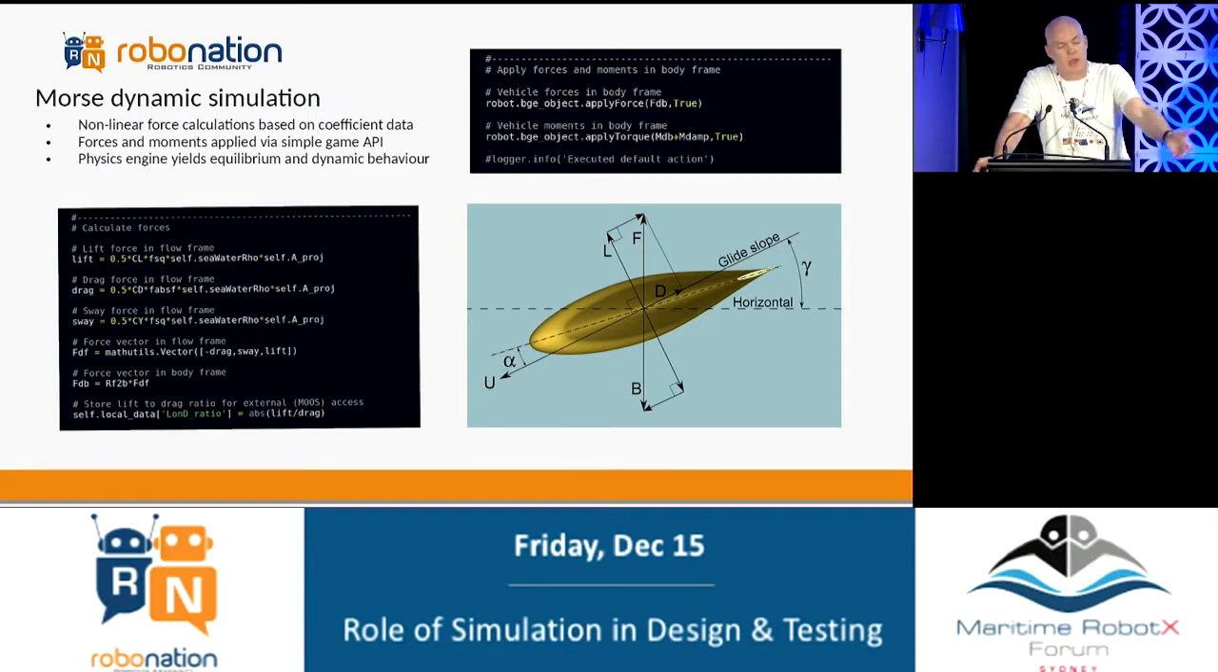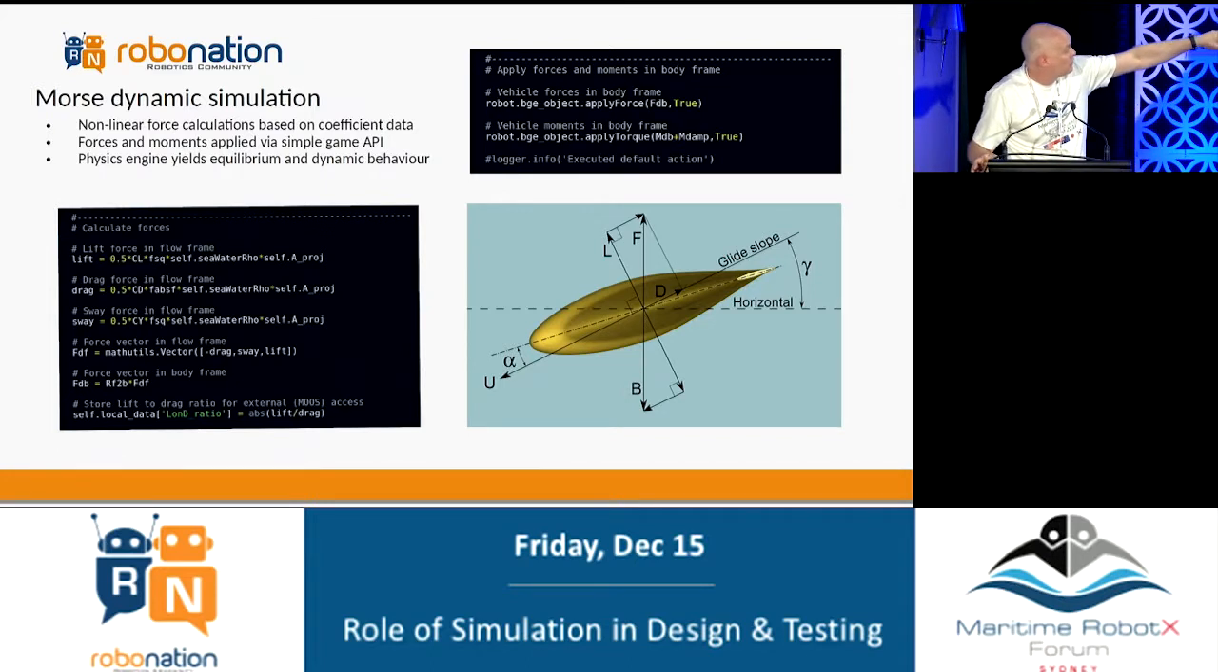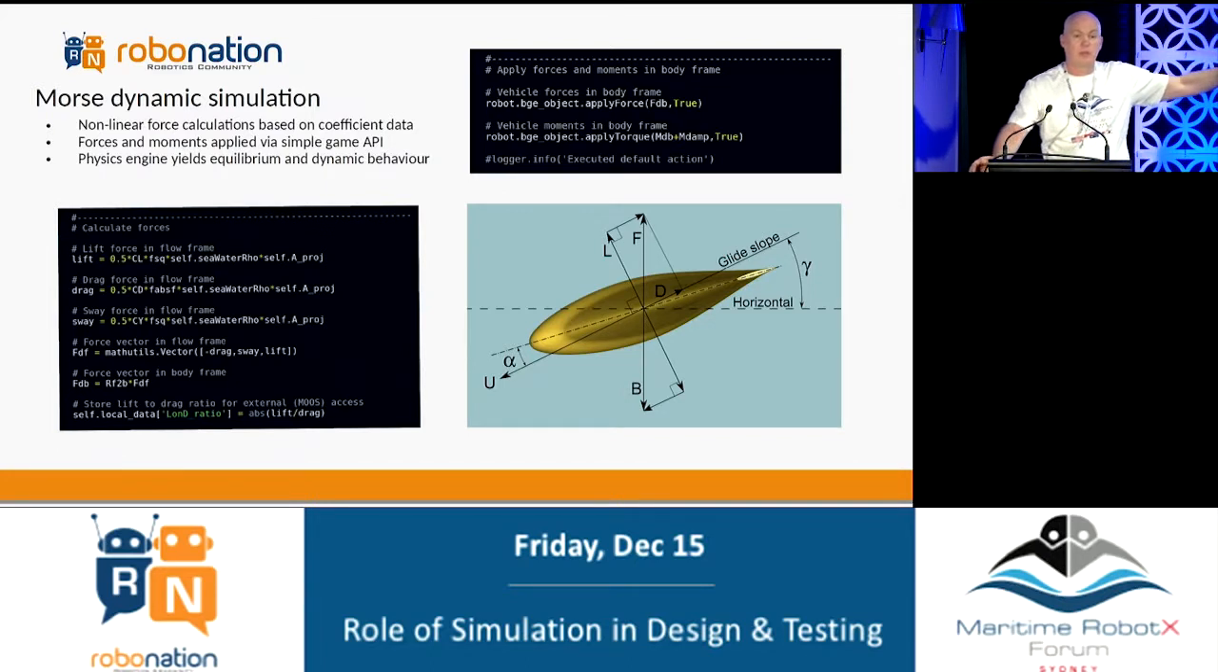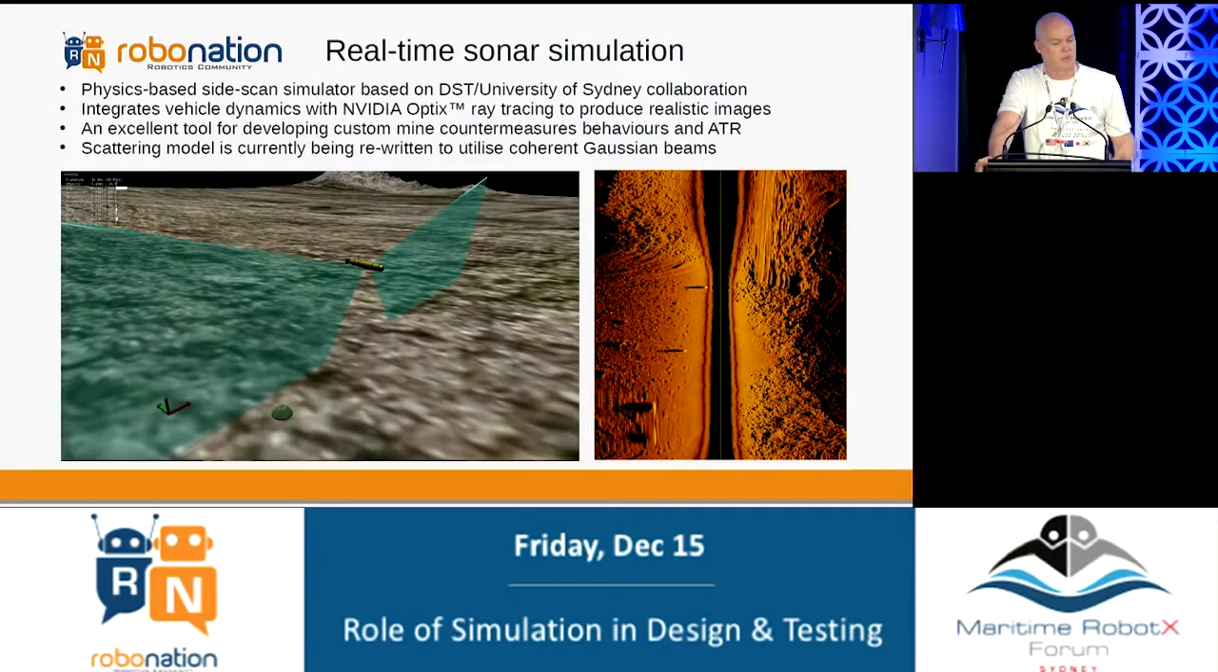So the nonlinear drags and lifts are calculated in real time for a given angle of attack. And then you essentially just stick those values into vectors. And in the Blender game engine, it's simply a case of apply force, apply torque. It's a very simple API. And when you run the simulation, that glider just flies like a glider. And the motion is extremely realistic. We've also implemented things like variable buoyancy trim tanks, and it's really a very sophisticated model.